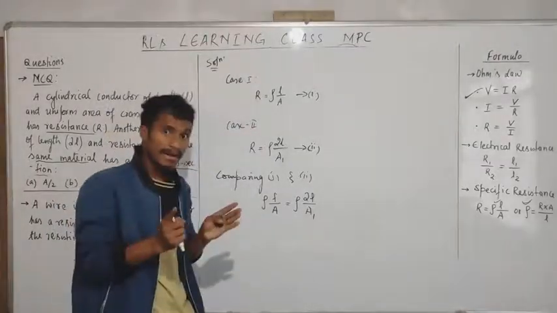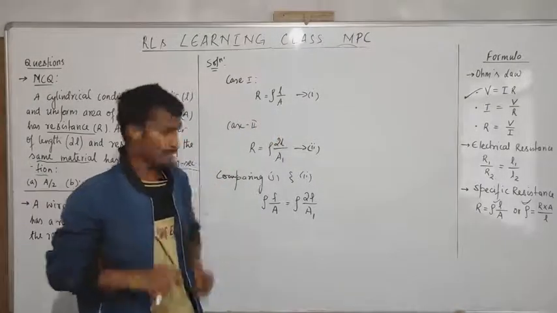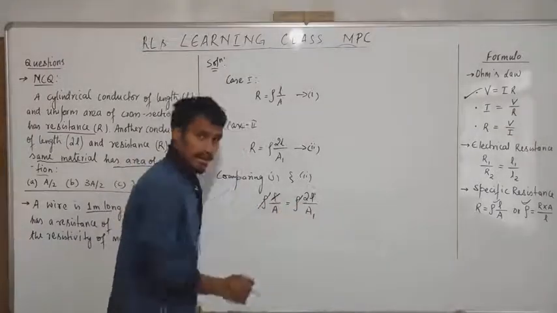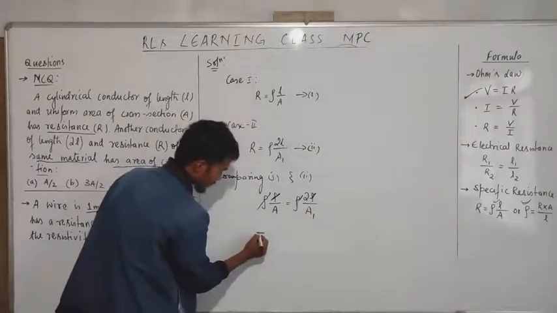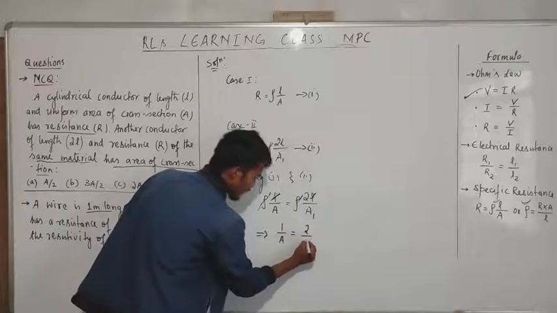But they said same material, which means the resistivity will be the same. Rho value will be the same. Okay, then rho and rho will get cancelled. Then L and L will get cancelled. Now what is left? Let me take this A1 to this side. Now left here 1 by A equal to 2 by A1.